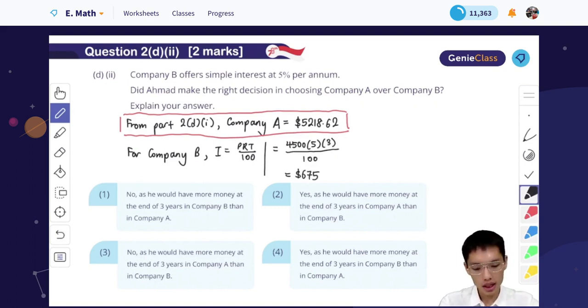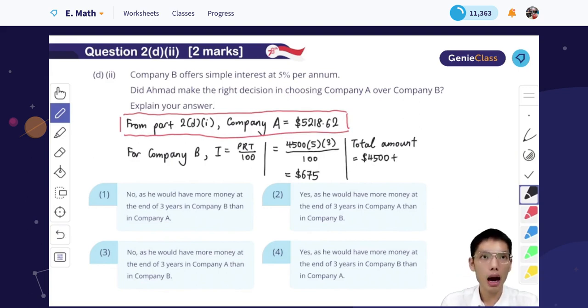This is then equal to 675. But in this case, this is just my interest. So if I want to find the total amount, I not only have to write the amount, I also have to write the interest, which in this case gives 5175.